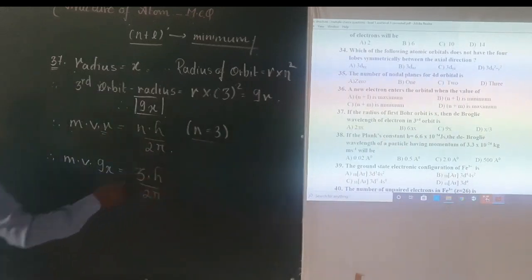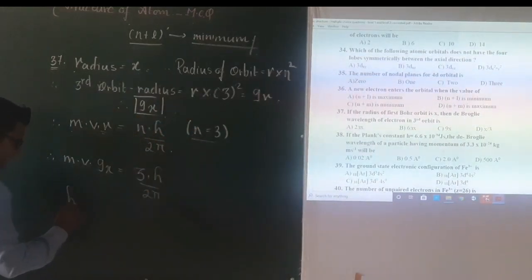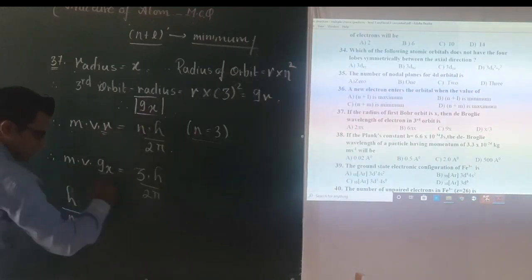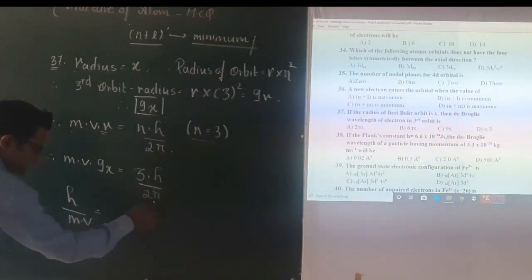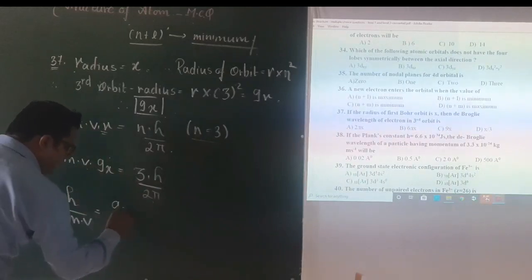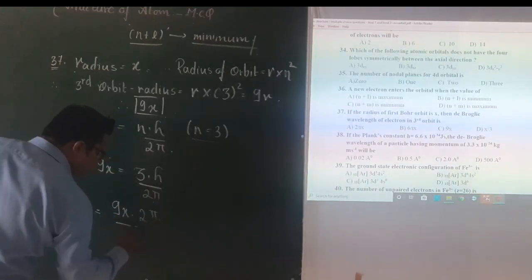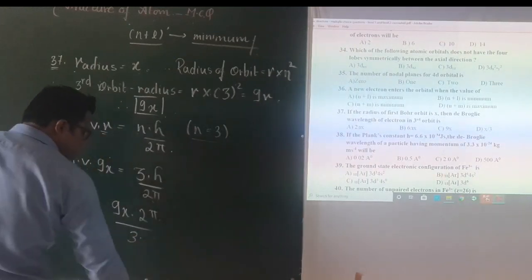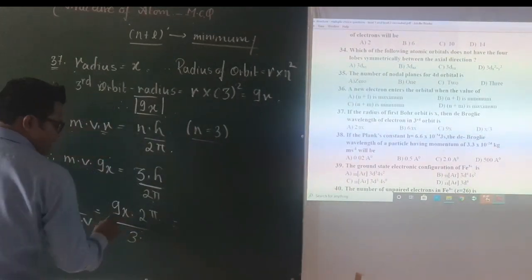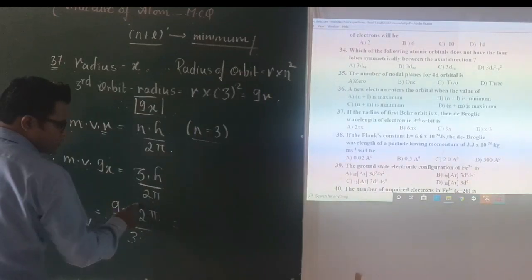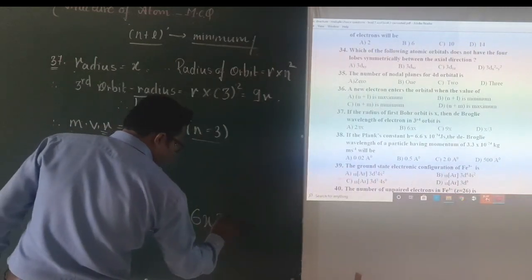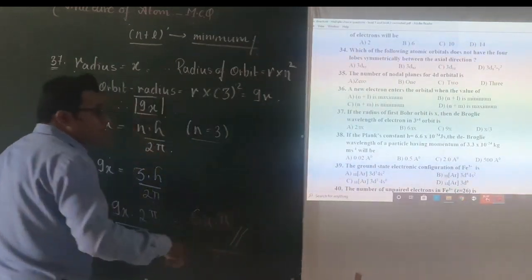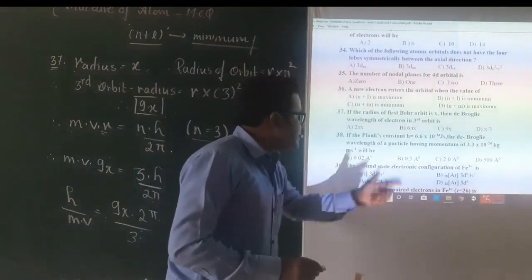So we can get de Broglie's expression as h over m into v, that is, shifting the momentum to the denominator over here. As we shift this m into v to the denominator, we can take this 2 pi on the other hand, so 9x into 2 pi divided by 3. So therefore, what are we going to have? 3 into 2 is going to be 6, so that is going to be 6x pi.